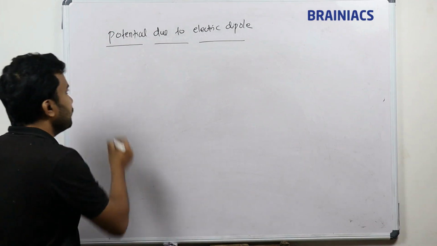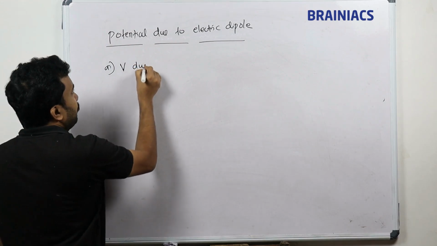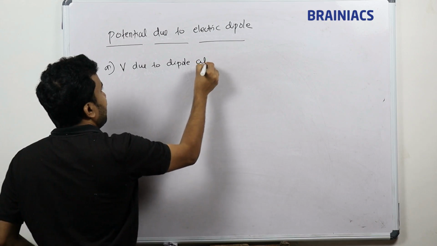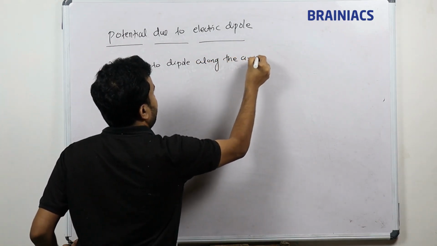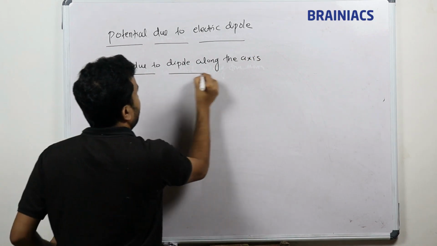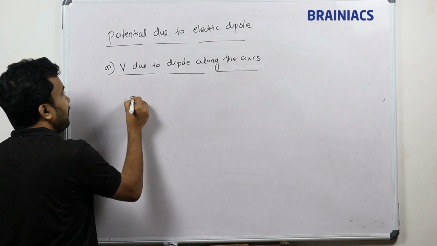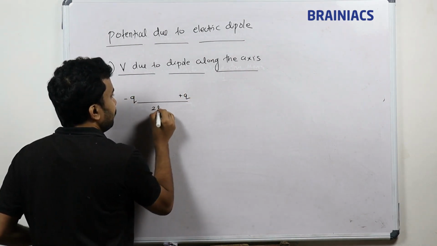We'll start with the first subheading, potential. I am writing V due to dipole along the axis. Potential due to dipole along the axis. This is the first subheading. So here we have a dipole, minus q and plus q, which are separated by a distance of 2L.